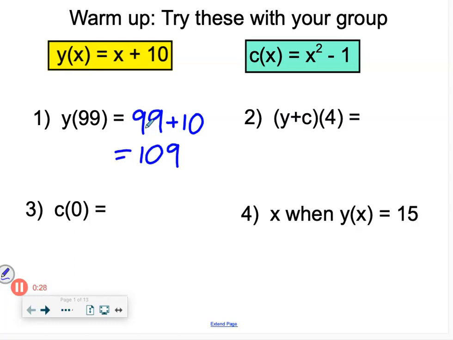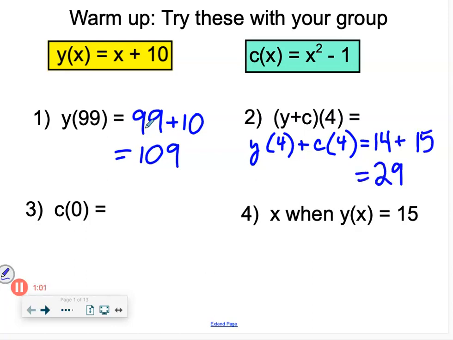So well done. Y plus c of 4, you can either find y plus c of x and then plug in a 4, or you can find y of 4 plus c of 4. Either way, you're going to get the same answer. So if we do this by doing y of 4 plus c of 4, we get y of 4 is 14, c of 4 is 16 minus 1, or 15. So we end up with 29.